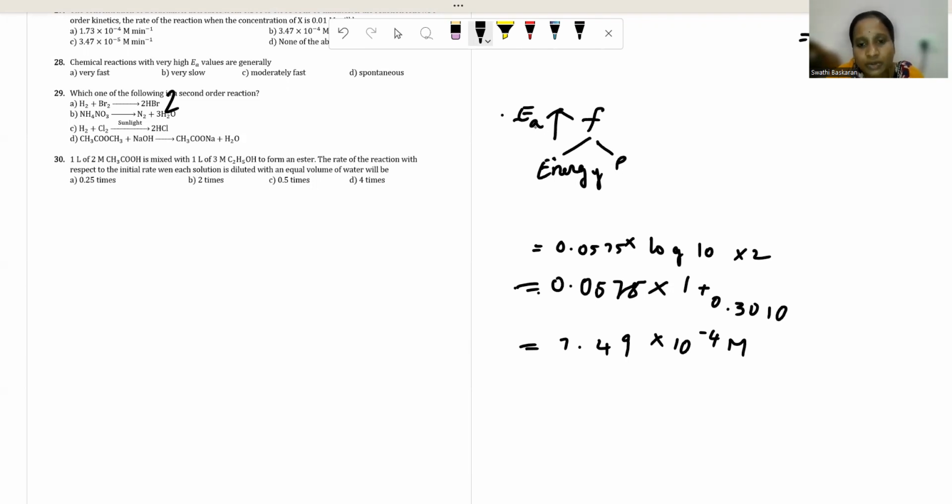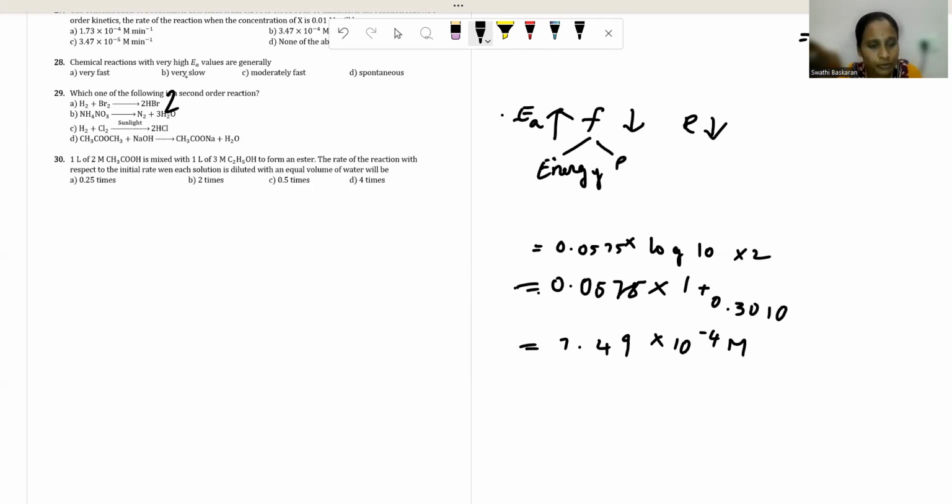So if Ea is very high, it is assumed that F will be very less. If F is very less, what is understood? Basically, the number of effective collisions taking place is also less, and hence the reaction will become very, very slow, and hence option B will be correct. So very high activation energy means the reaction must be very slow.